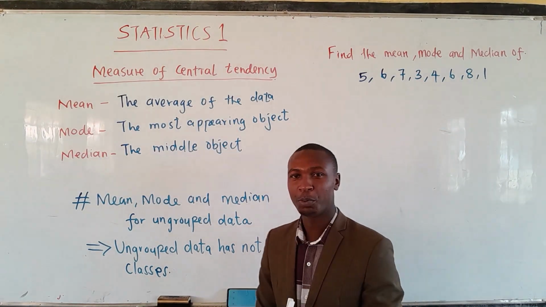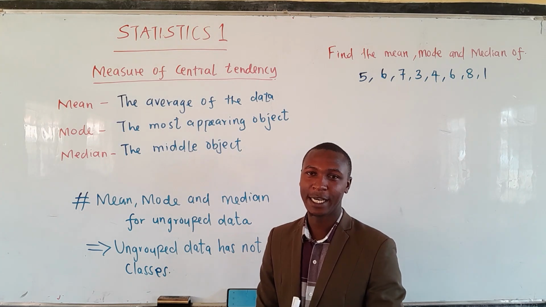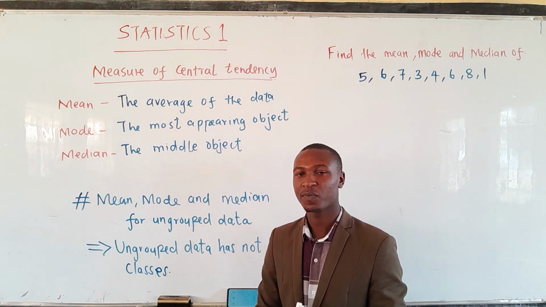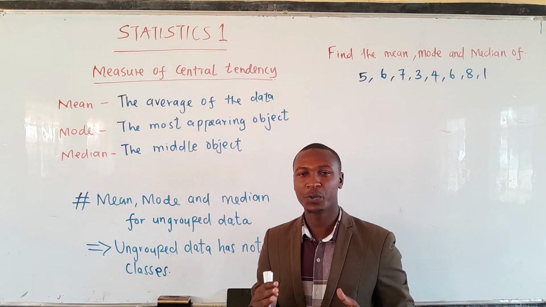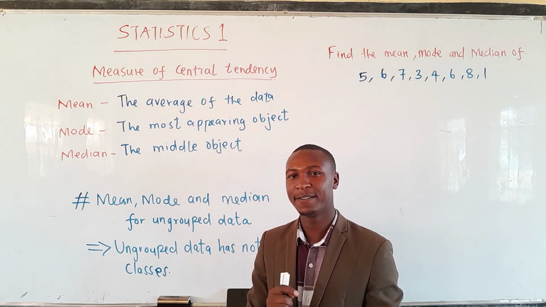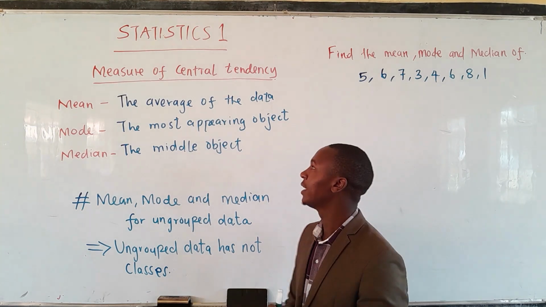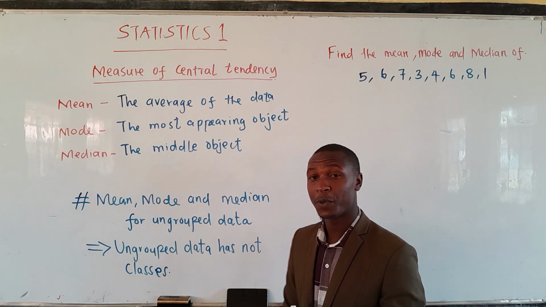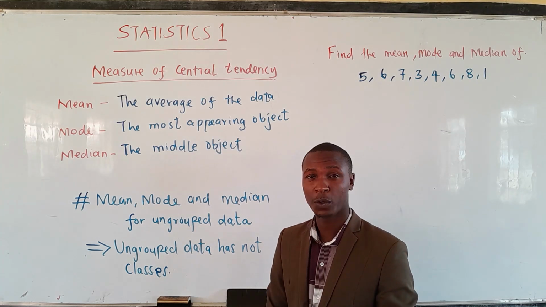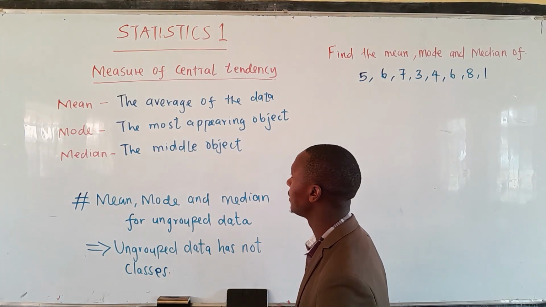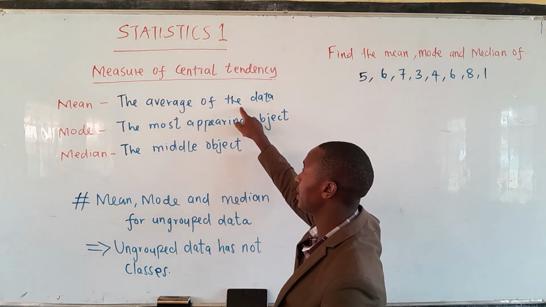Well, we're going to talk about measure of central tendency, and measure of central tendency is the first way in which we can analyze a given set of data. Now, we're going to start with the first way in which we analyze data, and that is the mean. So what is the mean? The mean is the average of a given data.